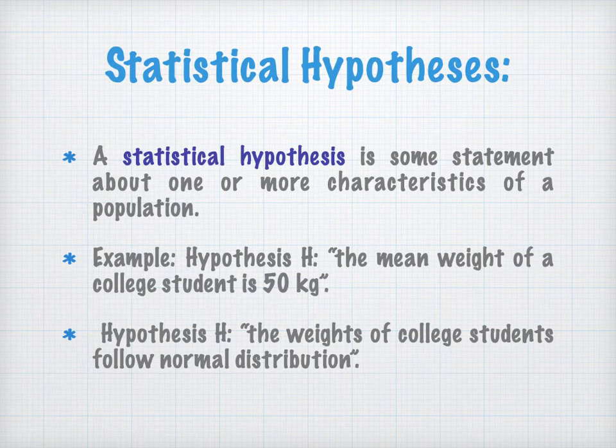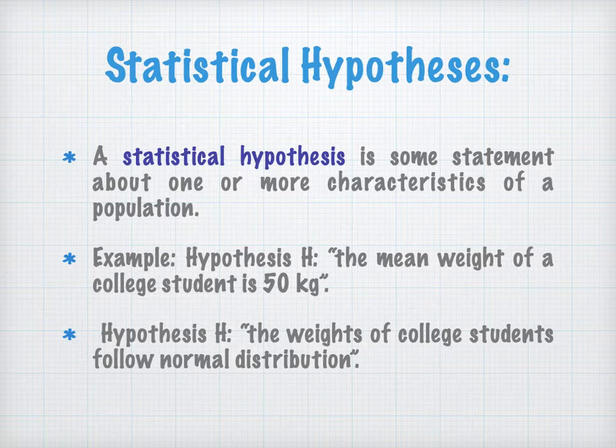So what is a hypothesis? A hypothesis is some statement about some characteristics of a population. It could be a general thing that we discuss, or it could be something that is related to a distribution. So here I have given two examples. A statistical hypothesis is some statement, or a fact, or an information about one or more characteristics of a population.